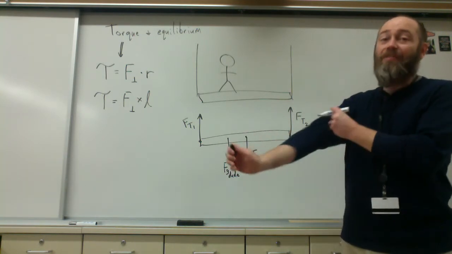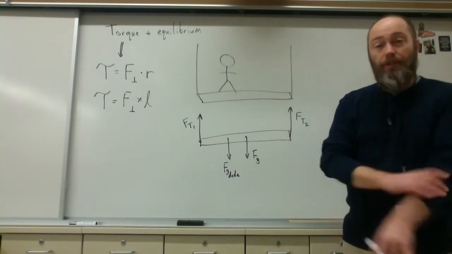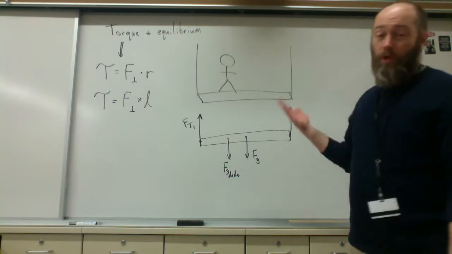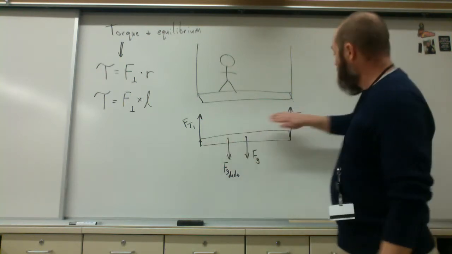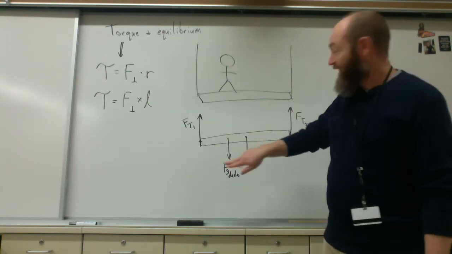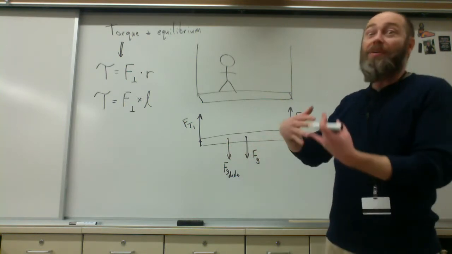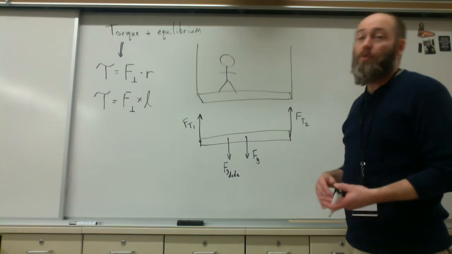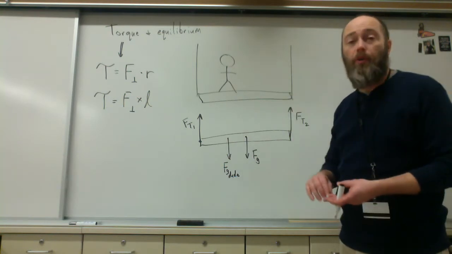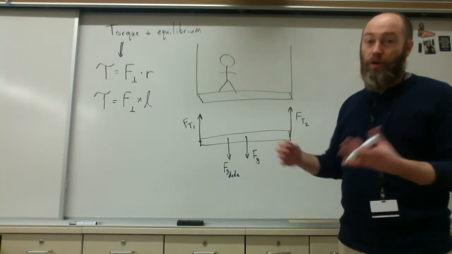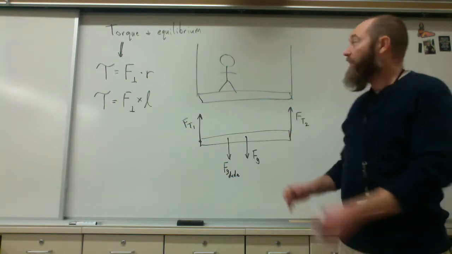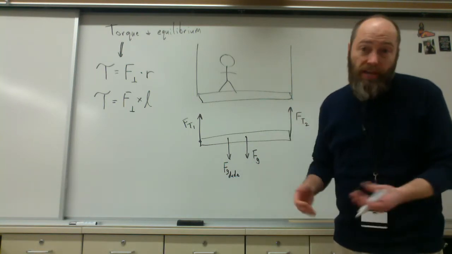So then you would say, all right, if it's in equilibrium, I need to say the sum of my forces is zero, which means I would write an equation: this plus this minus this equals zero, because it's in equilibrium. But then you would also have to do the sum of the torques equation has to be zero. And this is where you have to decide where the axis of rotation is.